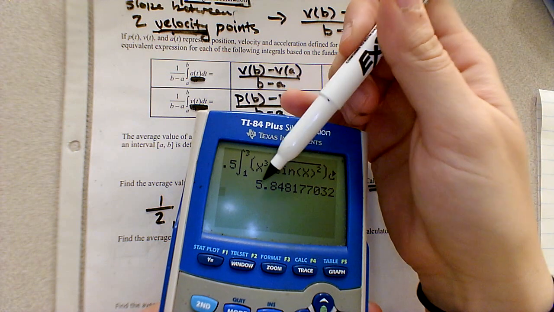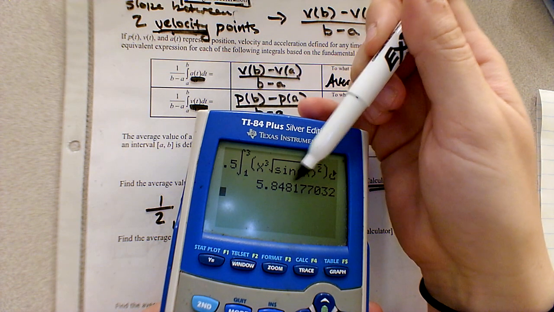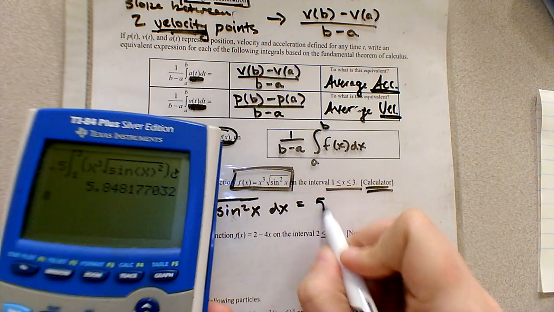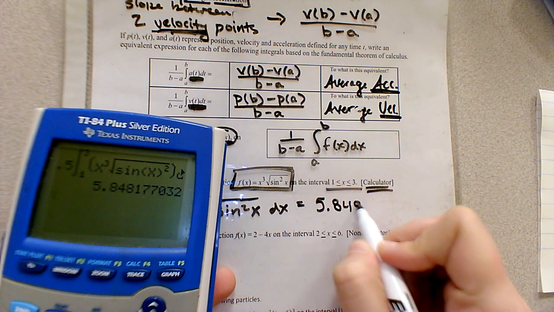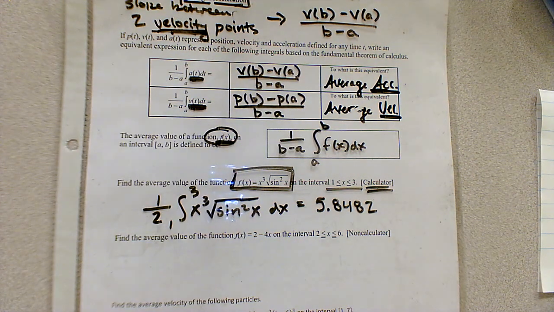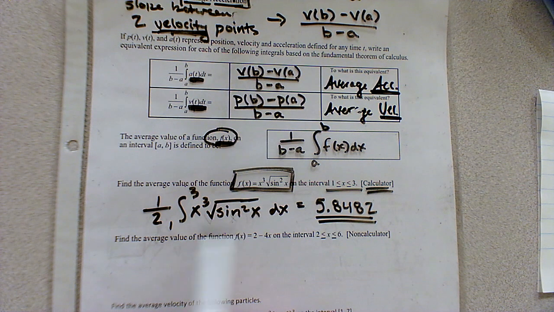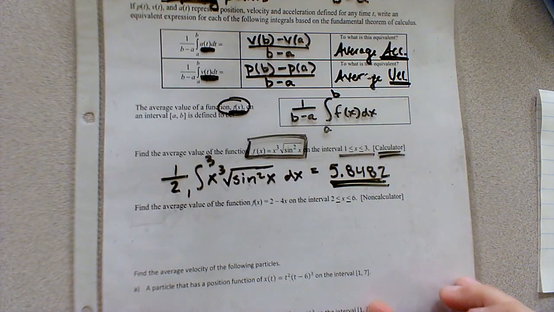So to 4 decimal places, 5.848, you can chop it or round it. Now this is our average output that this function would have on this interval. So there are some numbers that are going to be less than this as y values. There are going to be some numbers that are bigger than this as y values, but this is the average.